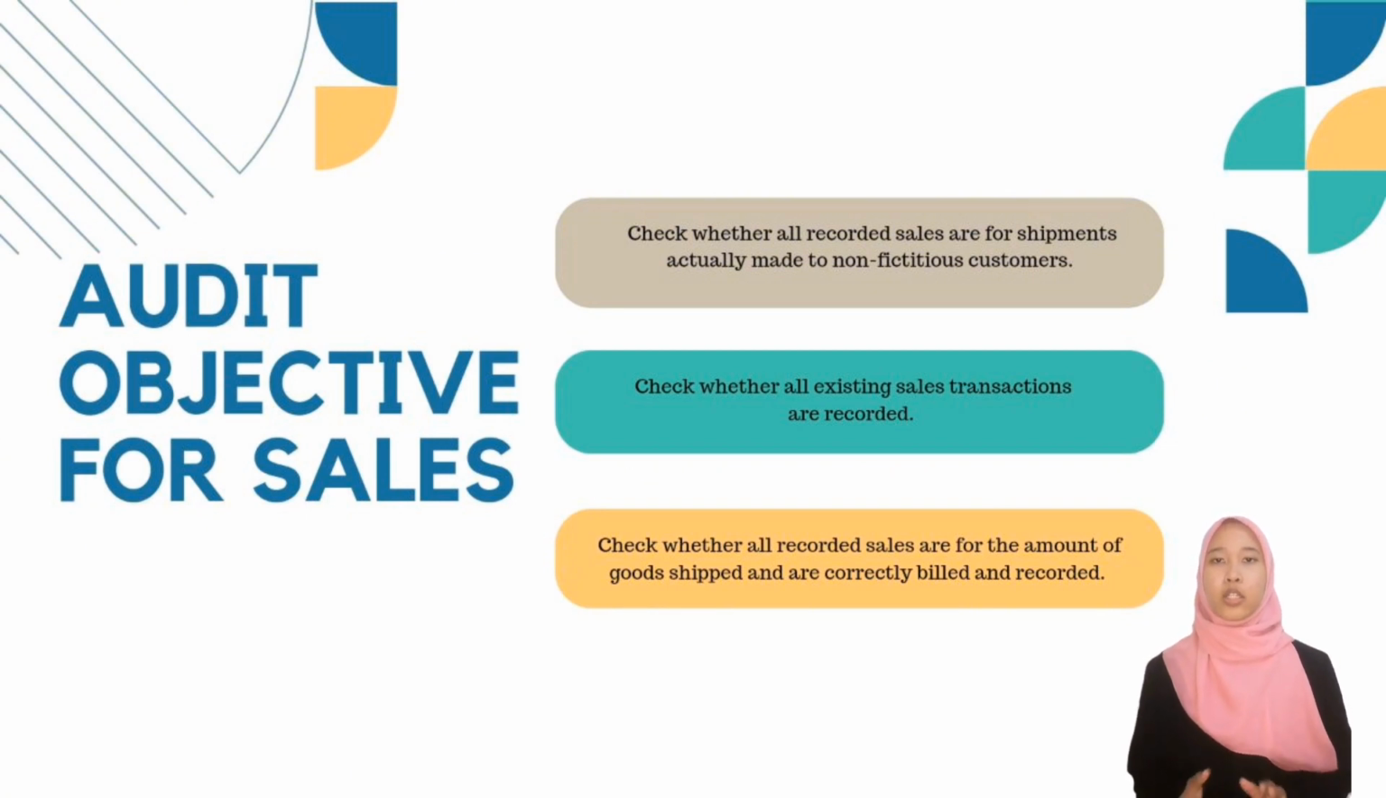There are three audit objectives for sales. First, occurrence is to check whether all recorded sales are for the shipments actually made to non-fictitious customers. Second, completeness is to check whether all existing sales transactions are recorded. And third, accuracy is to check whether all recorded sales are for the amount of goods shipped and are correctly billed and recorded.